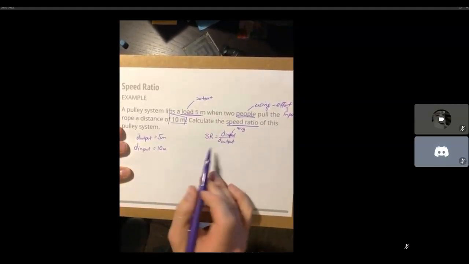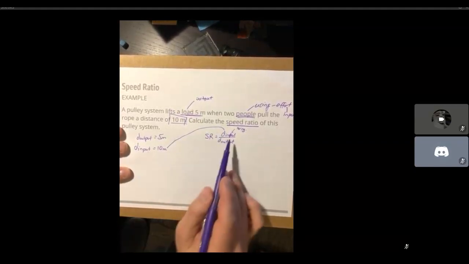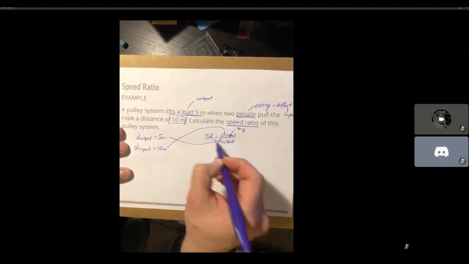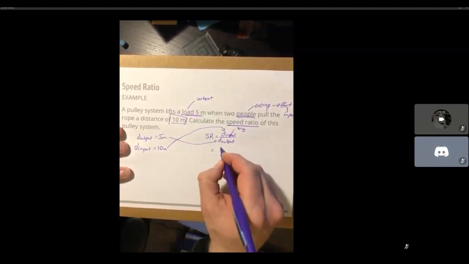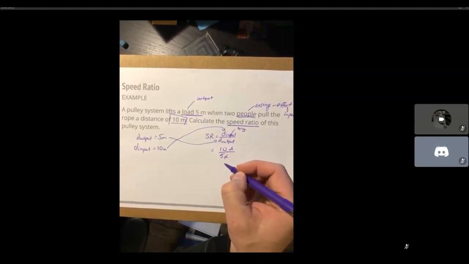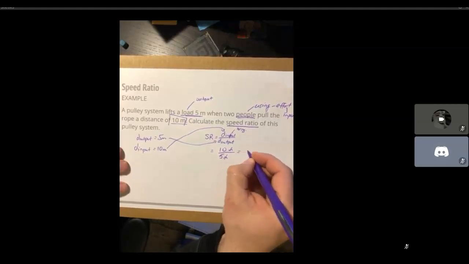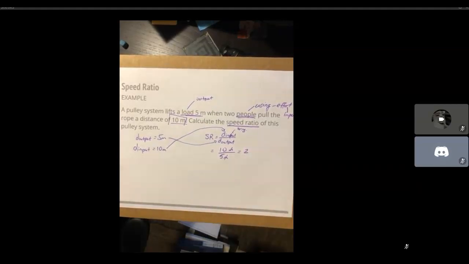Okay, so then when we look at this, the input goes on top and the output goes on the bottom, and so we end up with 10 meters over 5 meters. My meters are going to cancel out. Again, speed ratio, just like mechanical advantage, does not have a unit to it. And our speed ratio is 2. And so what that means is we are amplifying the speed at which something is happening. So it's going to happen a little faster than it did before.